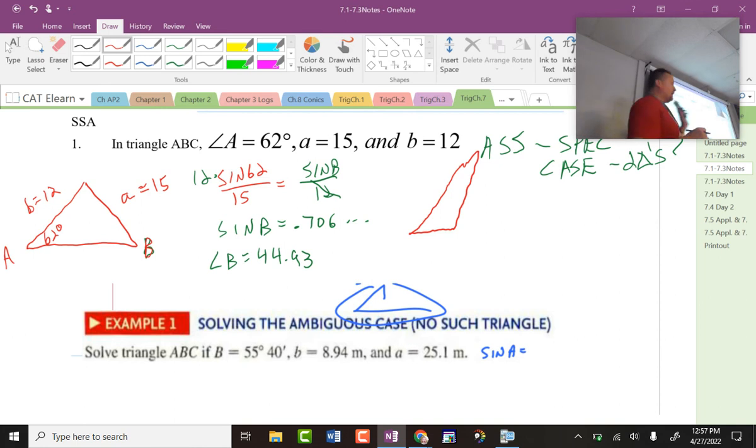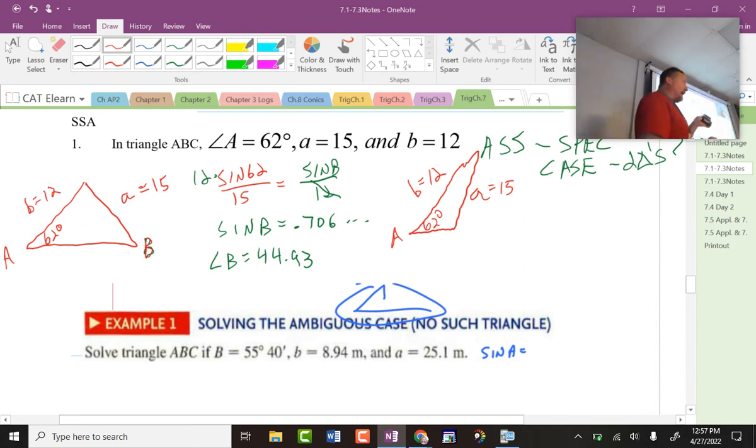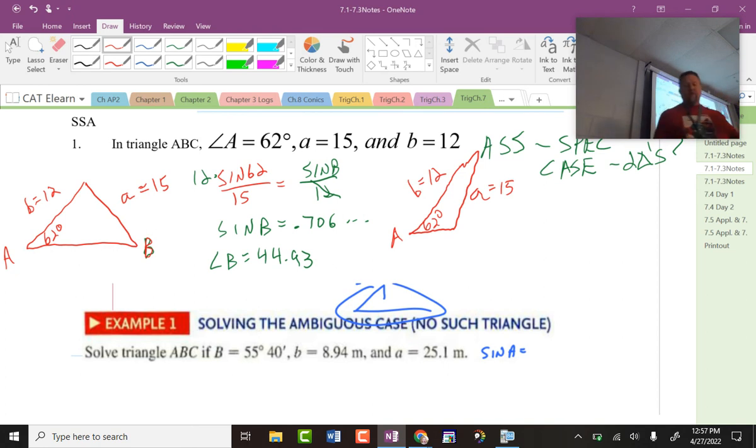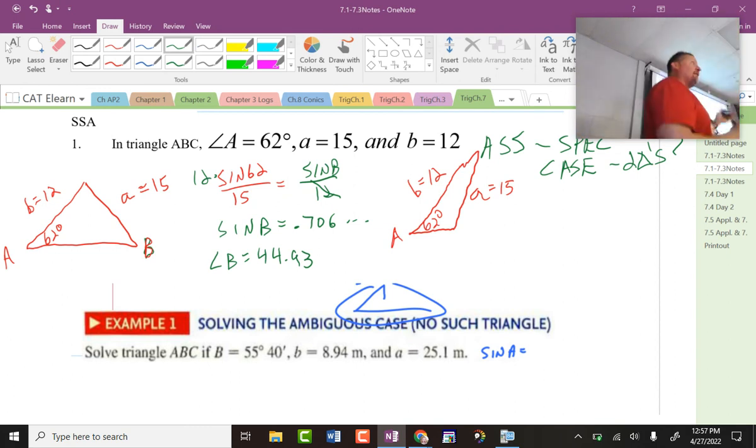minus check. But I want to reiterate that this is angle A still 62, same information given. This is still side A, which is 15. This is still side B, which is 12. All of the information given remains. But is it possible that this side swings over to the other side and makes an obtuse triangle? First of all, it's impossible because that side is too long. But I'll prove it through this test here.